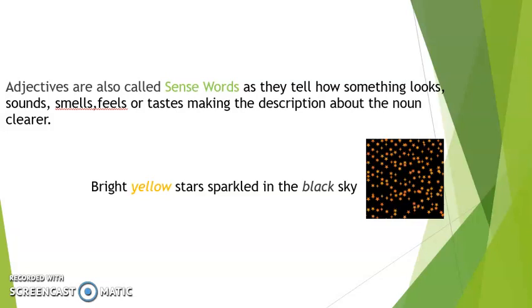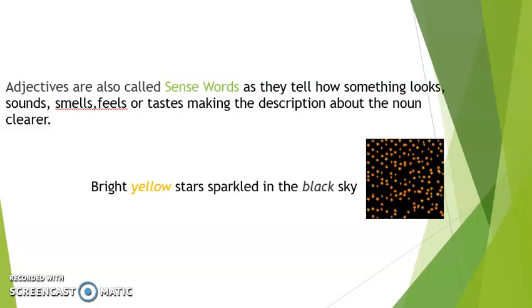Now look at the picture and the description that has been given there. Bright yellow stars sparkled in the black sky. Bright stars. Bright itself is an adjective that tells about stars, but bright yellow stars gives us clearer information about the color of the stars. How bright they are. They are yellow in color. They are shining yellow. So bright yellow stars sparkled in the black sky. It's not the blue sky, it's the black sky.